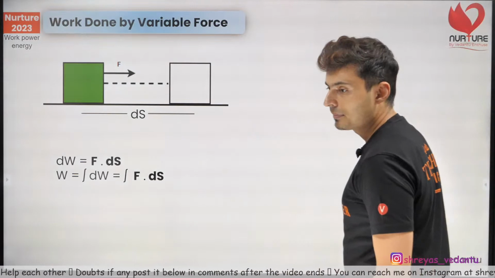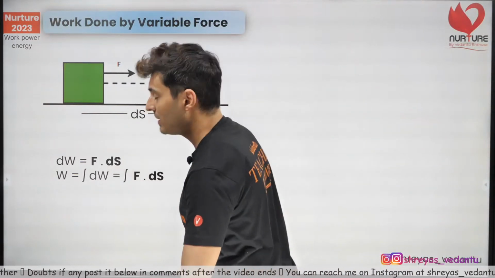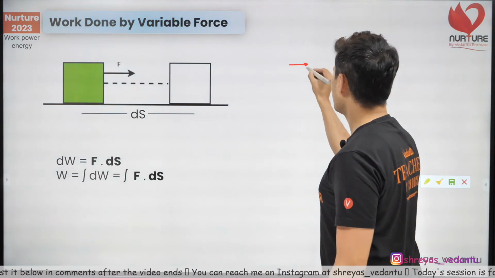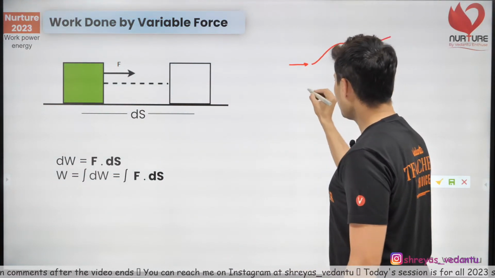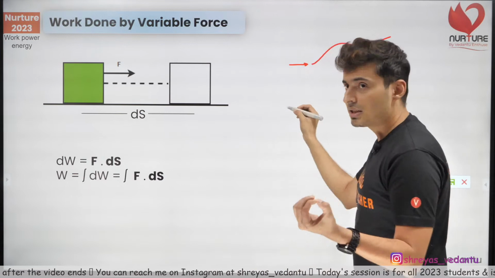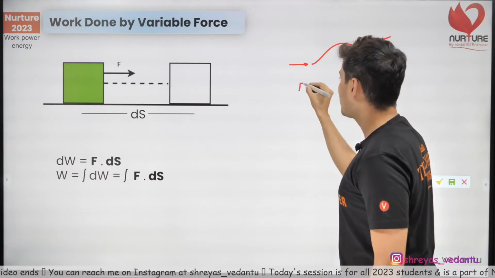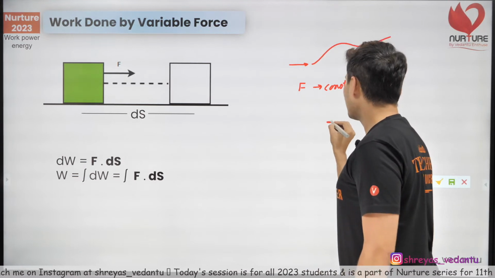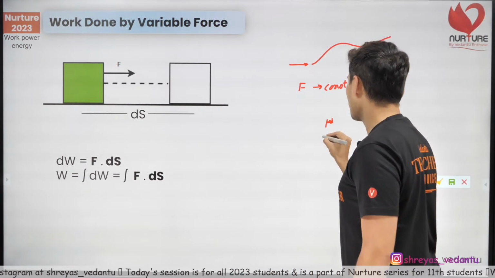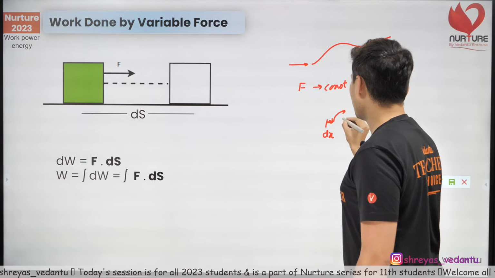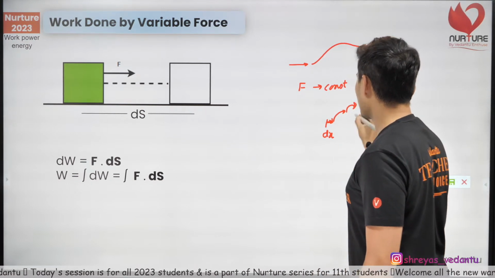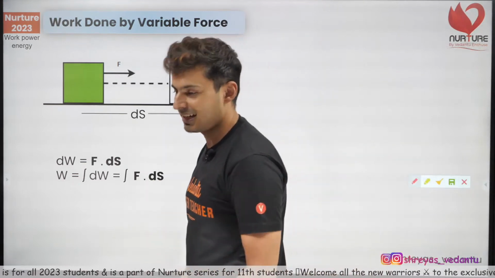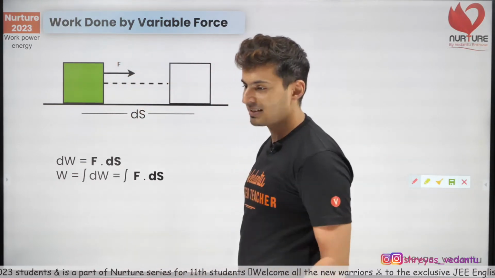Why not big displacement? Asked Suchi. See, imagine if I have a force which is continuously changing, then every time the force changes, for what duration is the force constant? The force will be constant for a very small displacement, dx. Then for the next displacement, the force will change. Again, it will change. So that's why the displacement is chosen as dx or ds. I hope that makes sense.